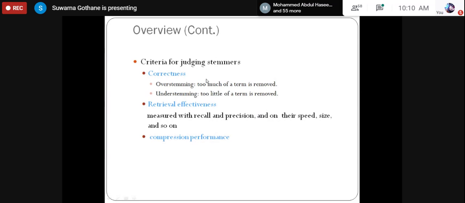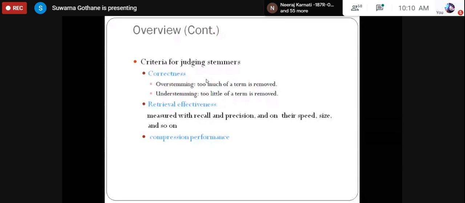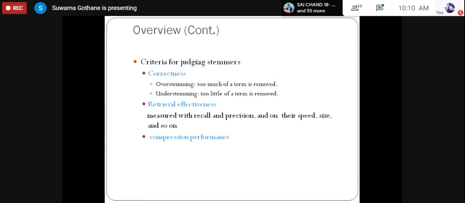So stemming means what? We make the word short by removing some of the extra irrelevant characters from the word, and that is called stemming. If we apply that, the leftover word should be a correct word. So there are two constraints of correctness: overstemming and understemming. Overstemming means you have removed too many alphabets or characters of a word. Too much of a term is removed. That is called overstemming.